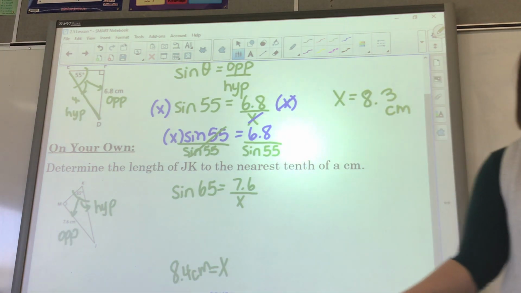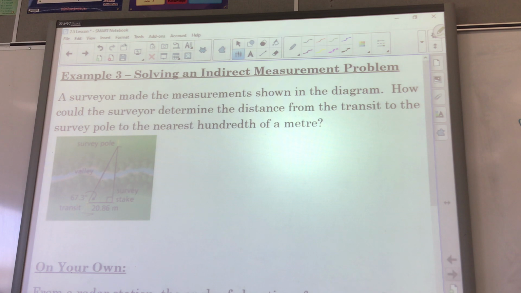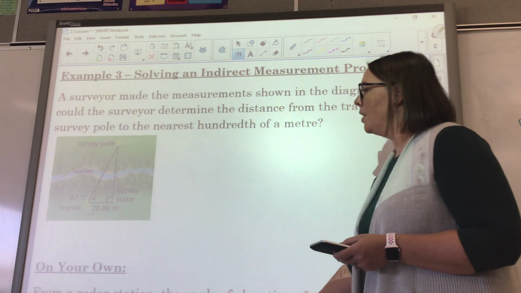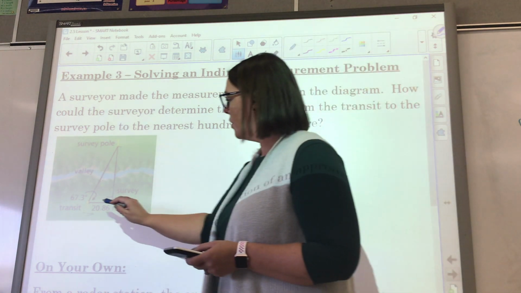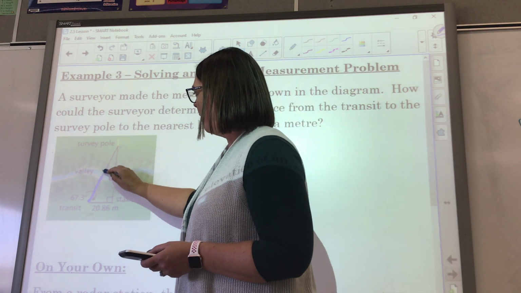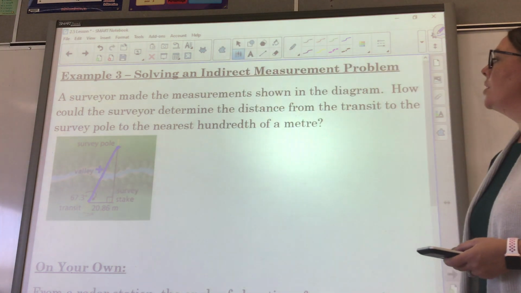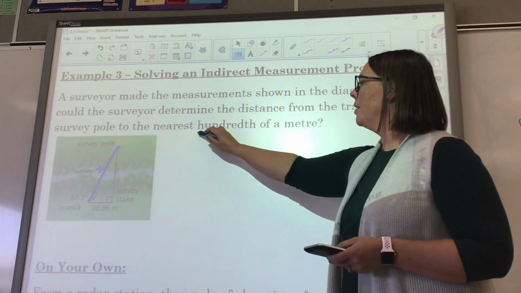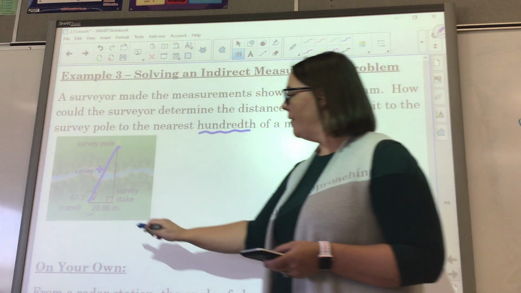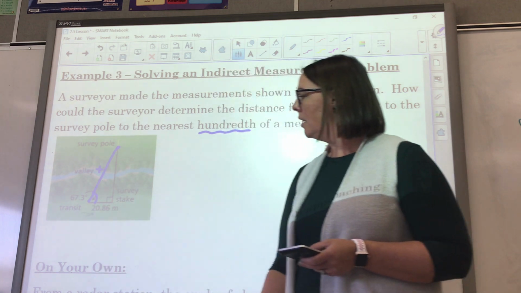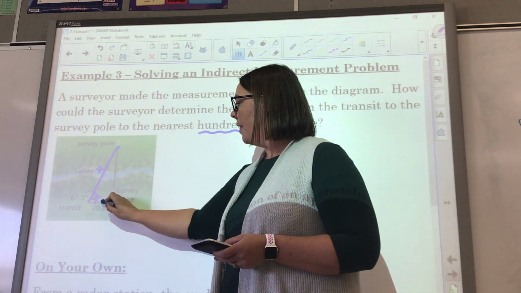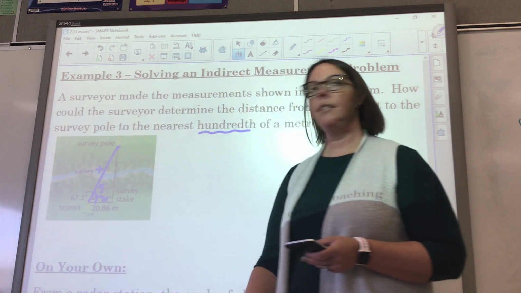Everybody good there? Okay, let's look at a word problem. A surveyor made the measurements shown in the diagram. How could the surveyor determine the distance from the transit to the survey pole to the nearest hundredth of a meter? So from the transit, which is right here, to the survey pole, which is right there, he's looking for that distance. To the nearest hundredth of a meter, pay attention to that. We're given this angle right here, and that side, and we're looking for that side.